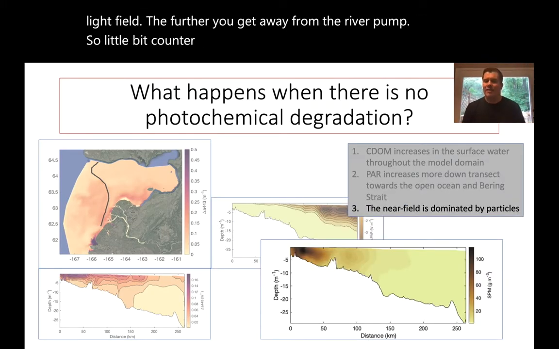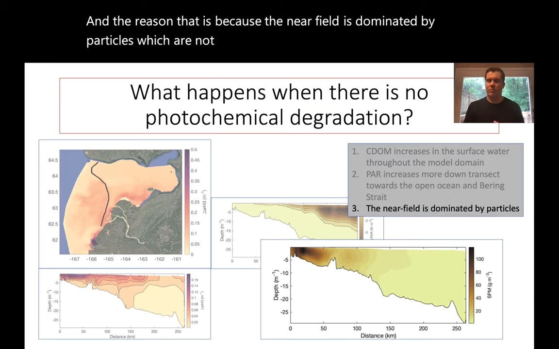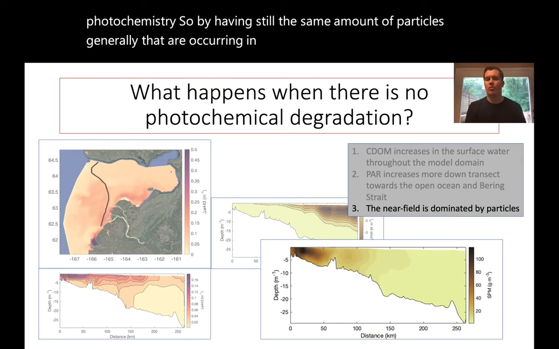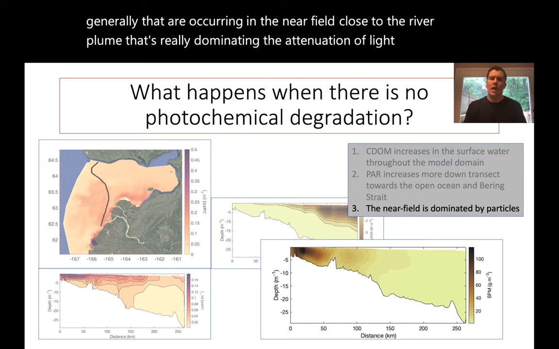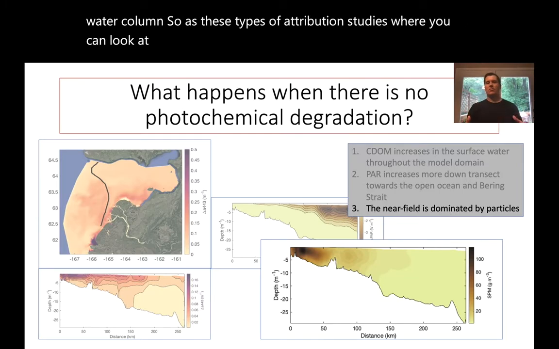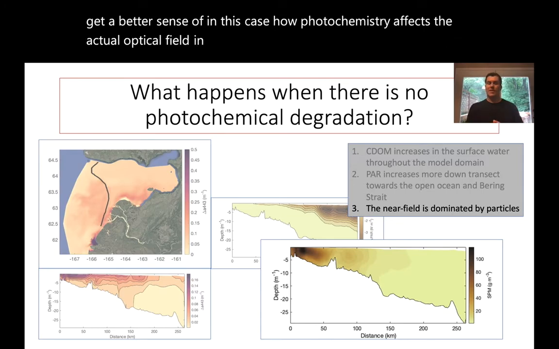And the reason for that is because the near field is dominated by particles, which are not affected in this modeling system by photochemistry. So by having still generally the same amount of particles occurring in the near field close to the river plume, that's really dominating the attenuation of light through the water column. So it's these types of attribution studies where you can look at multiple aspects of an ecosystem in these scenarios and get a better sense of, in this case, how photochemistry affects the actual optical field in the water column and presumably phytoplankton growth.